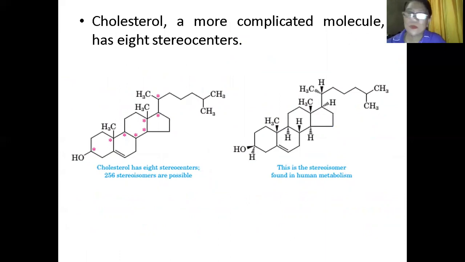So how many stereoisomers does cholesterol have? 2 to the 8, that is 2 times 2, 4. 4 times 2, 8. 8 times 2, 16. 16 times 2, 32. 32 times 2, 64. 64 times 2, 128. 128 times 2, so it is 256. Can you imagine? There will be 256 stereoisomers for cholesterol alone. So that is why cholesterol is a very complicated molecule with 8 stereocenters.